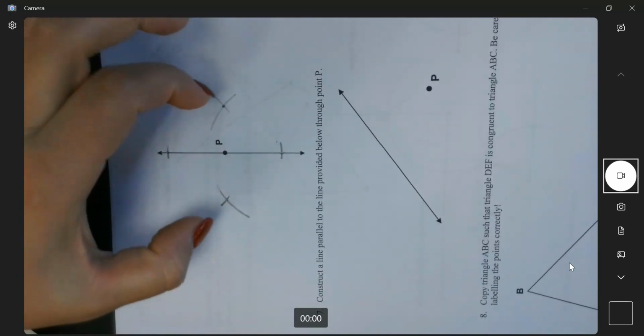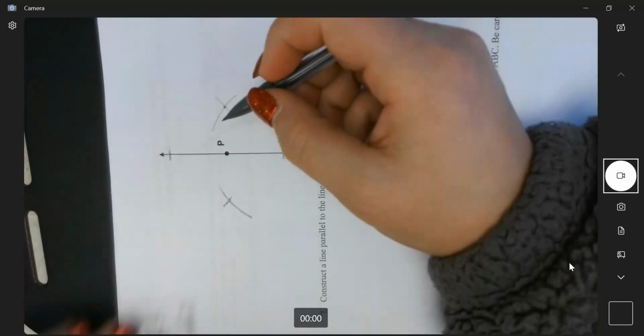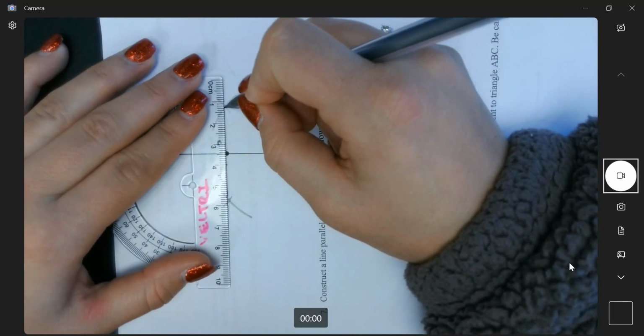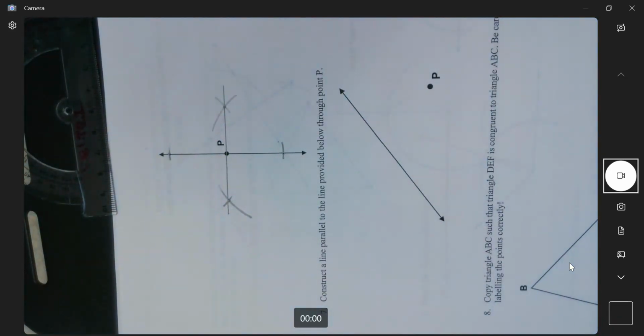Now you're going to connect all 3 of these points together, because that perpendicular line we're drawing doesn't only have to go through these 2 points, it has to go through P. So let's make sure that we do that. There we go. That is our perpendicular line through a point that's on the line construction. So that's what it should look like when you turn your paper back to the right side up.